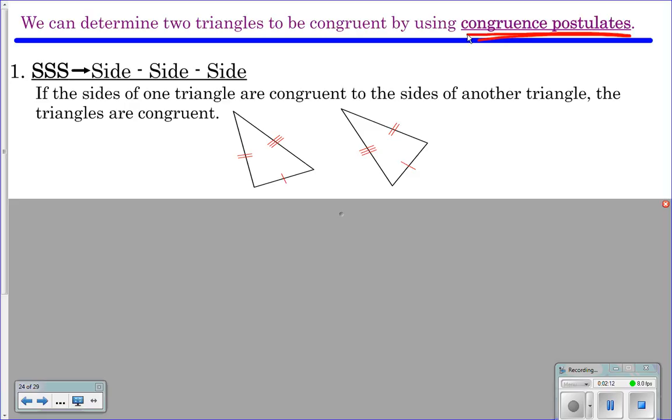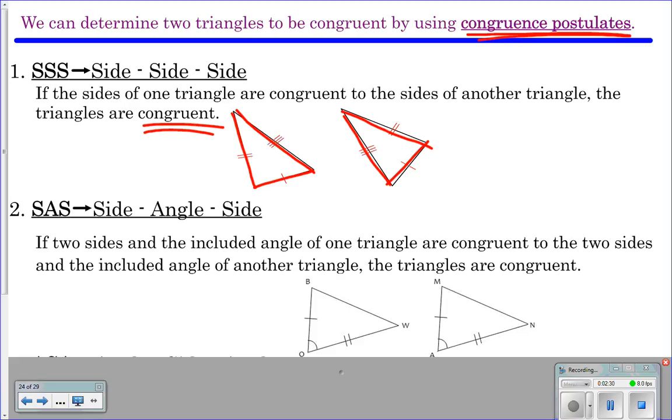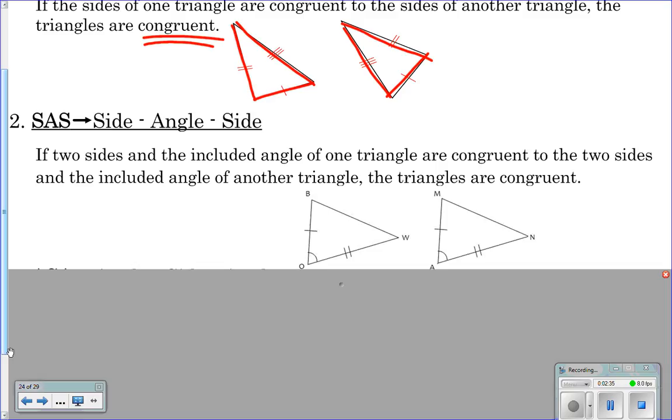So if we know the sides of one triangle, all these sides, and they are congruent to all of these sides, then we know the triangles are going to be congruent. Pretty straightforward. The next one is SAS, which stands for side, angle, side. So if 2 sides and the included angle, and I'm going to stress that, the included angle of one triangle are congruent to the 2 sides and the included angle of another triangle, the triangles are going to be congruent.